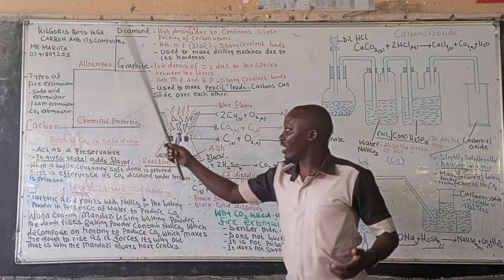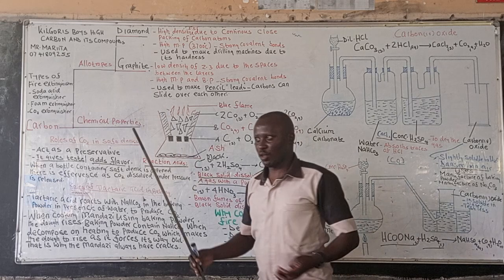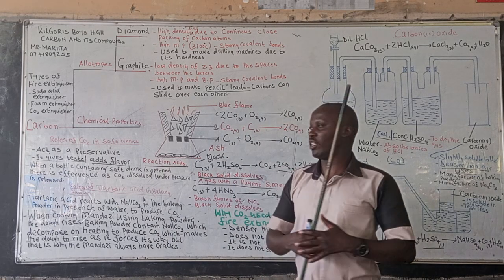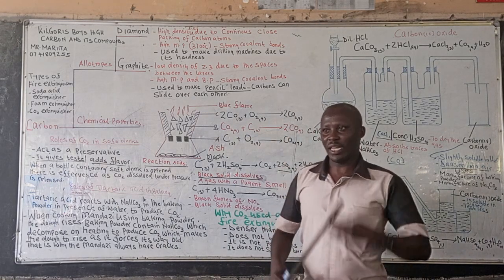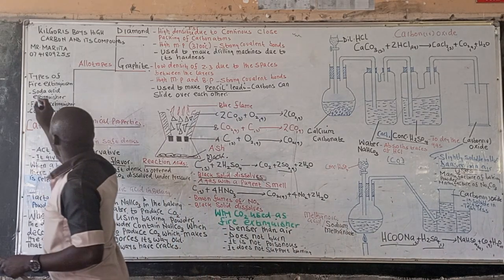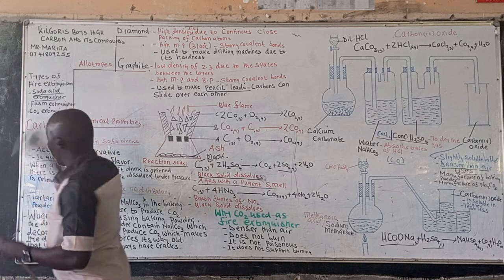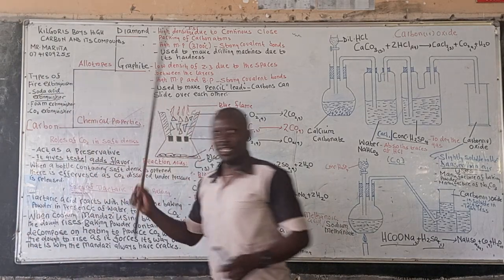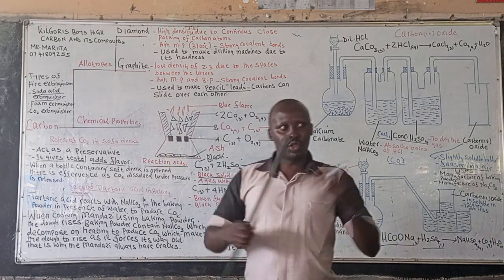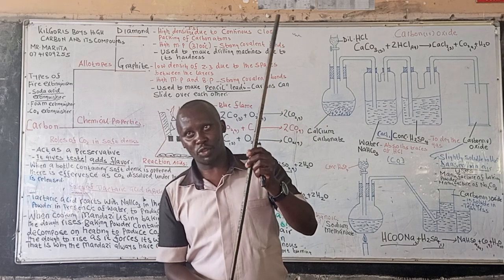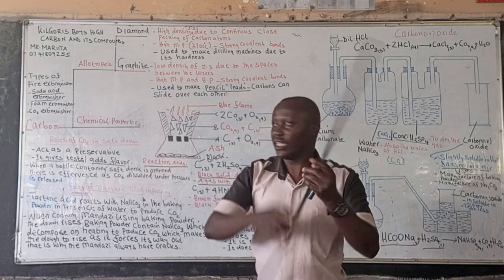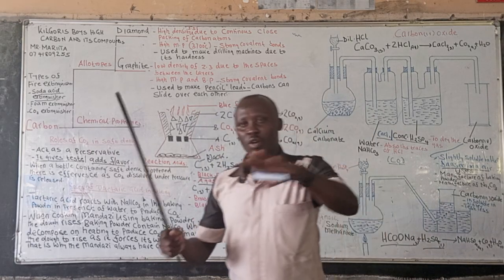On my right-hand side here, we have the types of fire extinguishers. Sometimes you will be required to name the types of fire extinguisher. One fire extinguisher here is the soda acid extinguisher. What is this soda acid extinguisher? It contains sodium hydrogen carbonate at the bottom and sulfuric acid at the top. When the two react, they produce carbon dioxide, which will put off the fire.